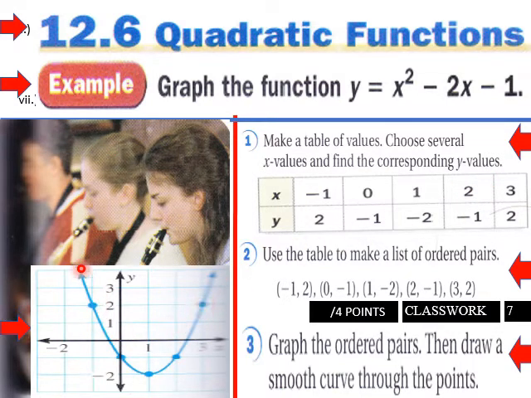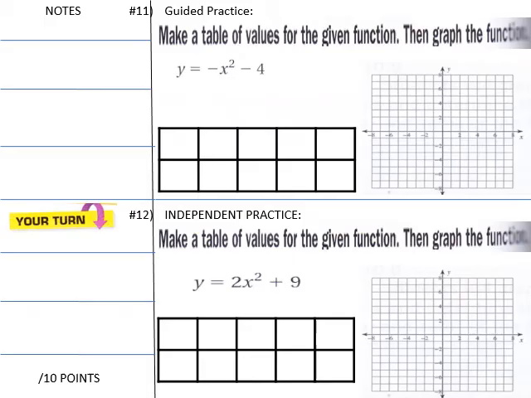That's the last plot. And then we just make a smooth curve through these ordered pairs, through these points, and we come up with this parabola.